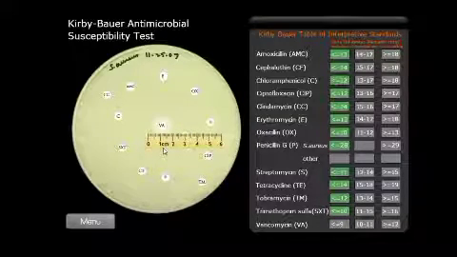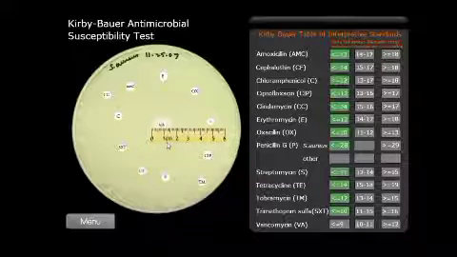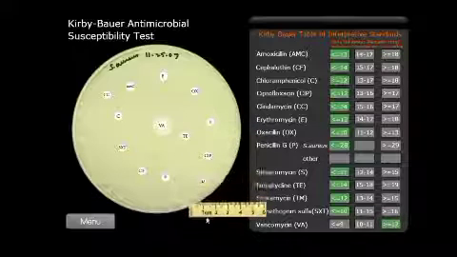And for the last antibiotic, which is VA, 16, which is susceptible. So that's all for the Kirby-Bauer antimicrobial susceptibility test.